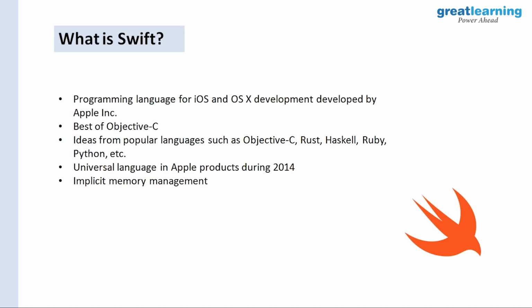Its safety means a shortened feedback loop, allowing reduced effort in bug fixing and not deploying low quality code. It's the best of Objective-C: the legacy code that was written in C makes it slower, and what Swift does is remove those limitations. It takes ideas from popular languages such as Objective-C, Python, etc. During 2014, Swift was the universal language and it was used in almost each and every Apple product.